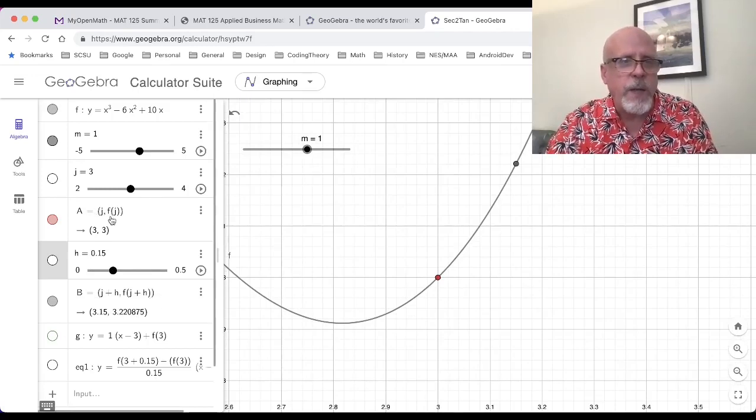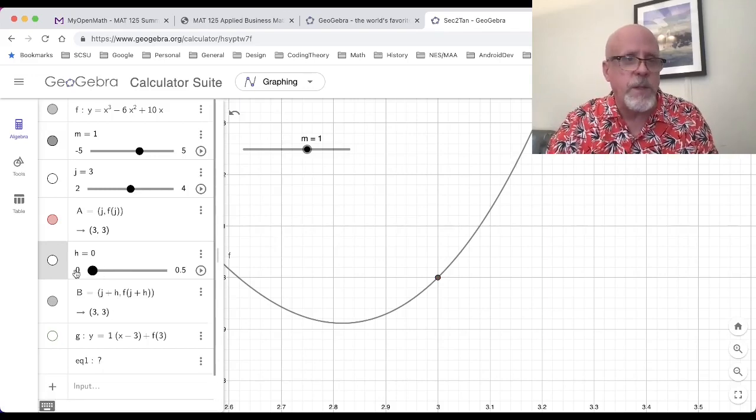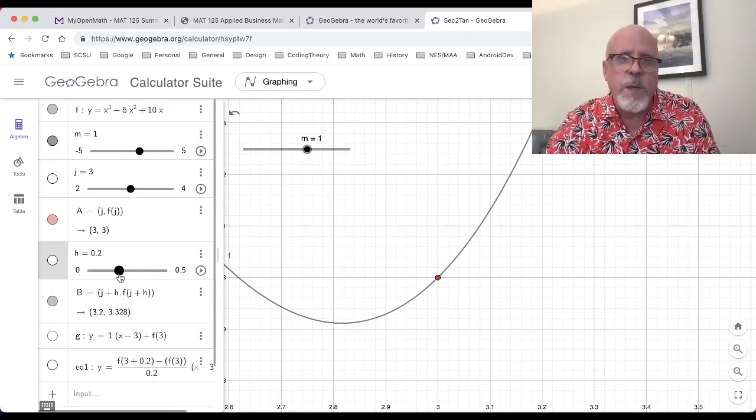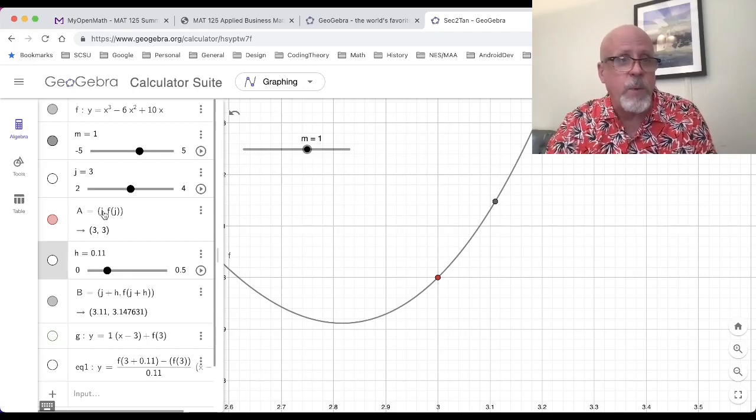Remember the point A had coordinates j and the function evaluated at j? This guy does the same thing, but where the input is j plus h. So think about h as being a little offset to the right. I've actually made this slider for h go from 0 off towards 0.5, so fairly small numbers, but they represent an offset in the x direction from our base point, which has j as its coordinates. See how in here it says j plus h? And then f of j plus h. The same trick I used before, no matter what I pick for this h, I've got something that's going to be on the graph.